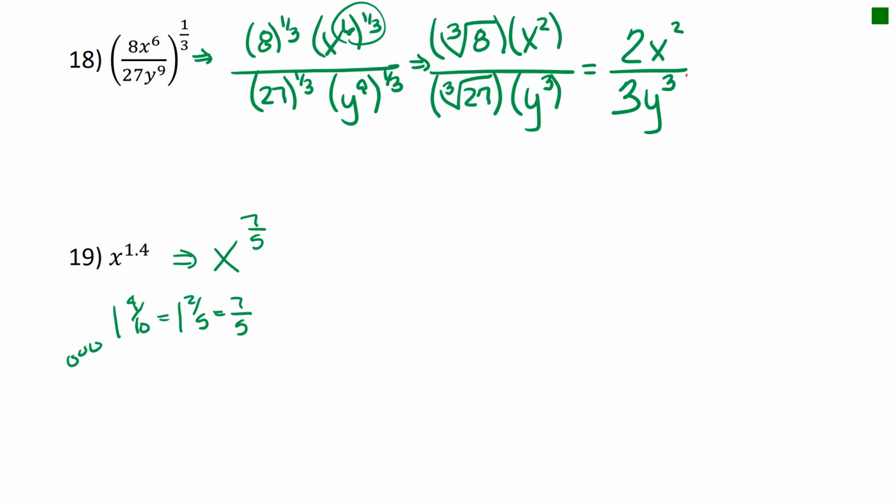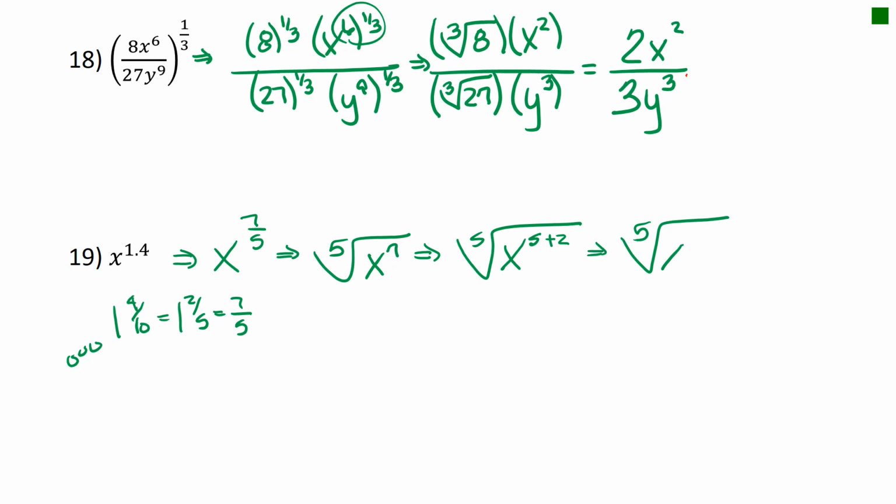Can't leave it that way because your power is bigger than your root. So if we put that under the 5th root of x to the 7th, we need to see if we can take anything out. When the power is bigger than the root, we can. So that's x to the 5 plus 2. So that's the 5th root of x to the 5th times x to the 2nd. I don't really know what I was doing there, but I'd already written it down. I'm a crazy lady. So that's going to come out as x times the 5th root of x squared.